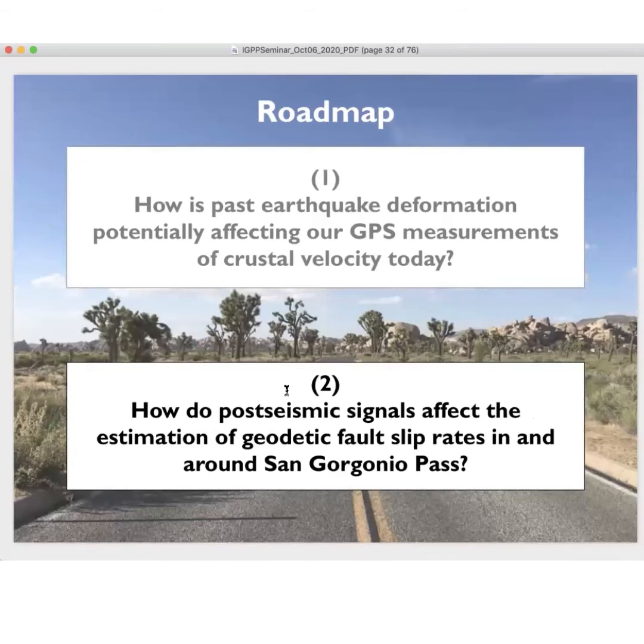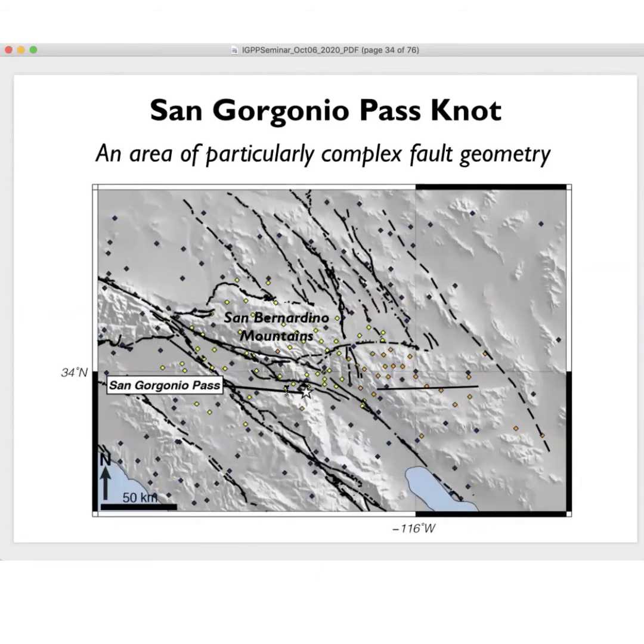And now that we've talked about that, we're going to take that post-seismic reduced velocity field, that corrected field, and we're going to apply it in Southern California to estimate geodetic fault slip rates. So before we actually get into the specifics of the modeling, I want to set up why people care so much about San Gorgonio Pass.